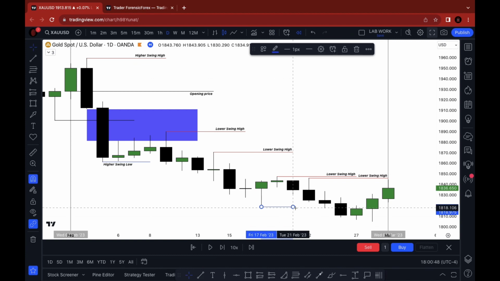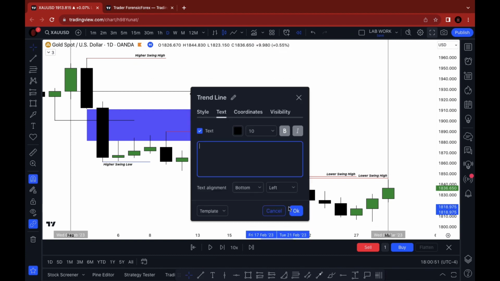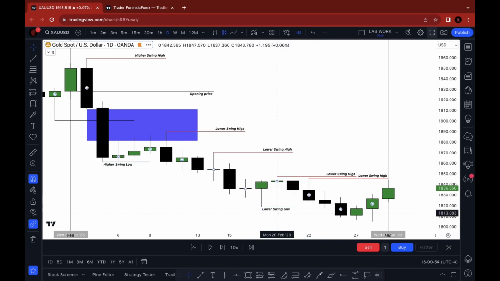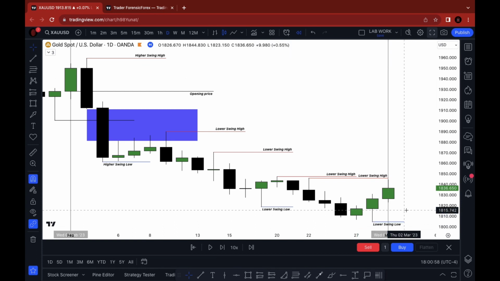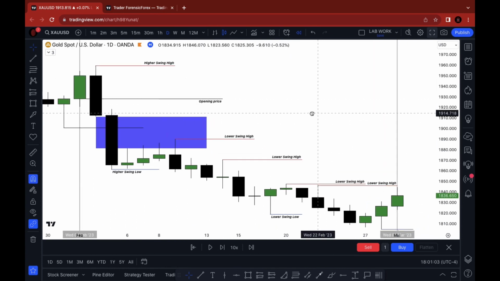We have one here. That's a lower swing low. Do we have another one? We do. We have one right down here. Lower swing low. And these are the characteristics I look for when anticipating a bearish month.